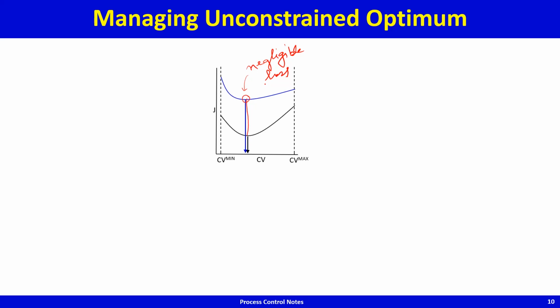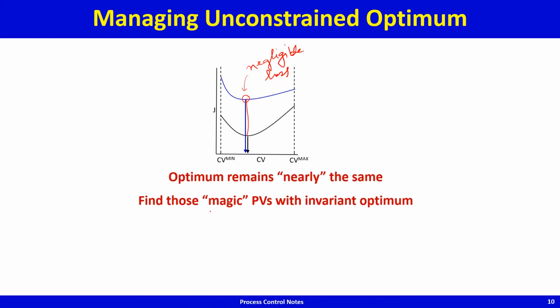And so what you want to find out are those magic process variables whose optimum remains invariant with disturbances. The optimum remains nearly the same. These invariants are what we are looking for, and smart guys will be able to figure out smart variables which when held constant ensure near optimum operation. So this is one way of managing unconstrained degrees of freedom that show an unconstrained optimum. That means the optimum is neither at a maximum nor a minimum, but somewhere in between.